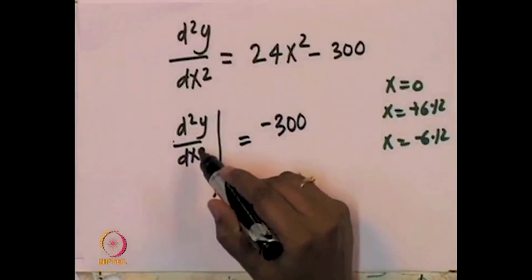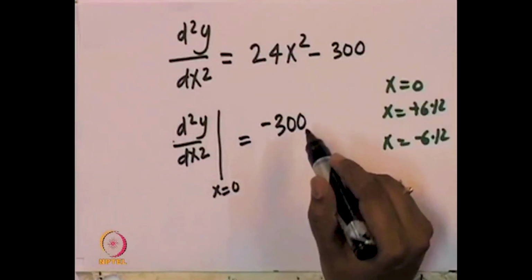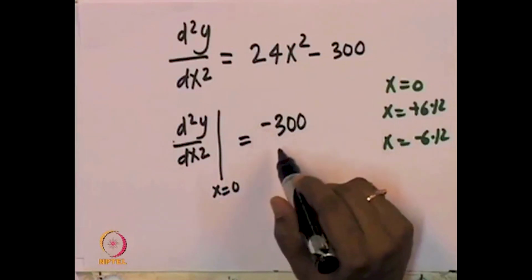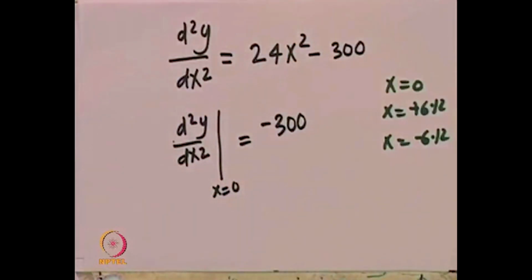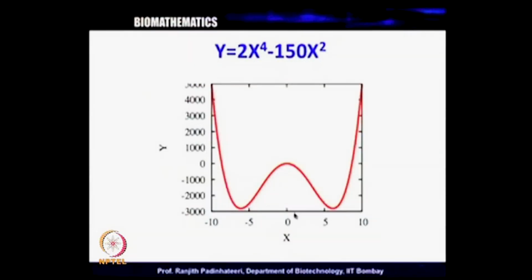So the curvature, the second derivative at x equal to 0, is negative. When the second derivative is negative at a particular point, we learned that it has a convex shape. Have a look at the slide. The second derivative at x equal to 0 is negative. What does it mean? It has a maximum. Whenever the second derivative is negative, it is a maximum.